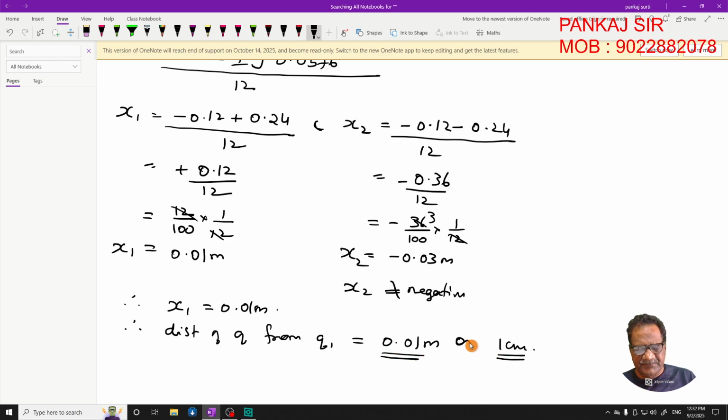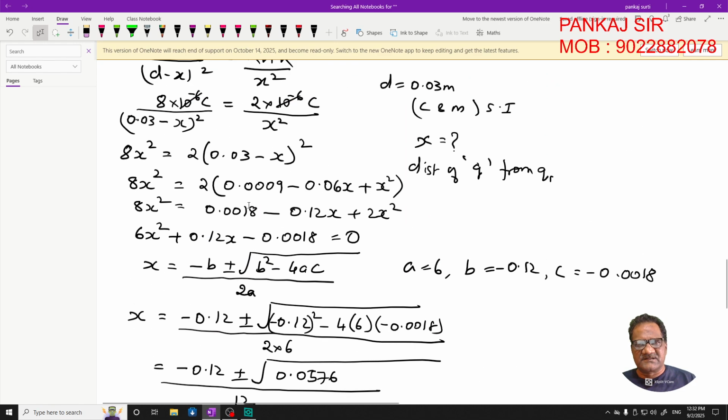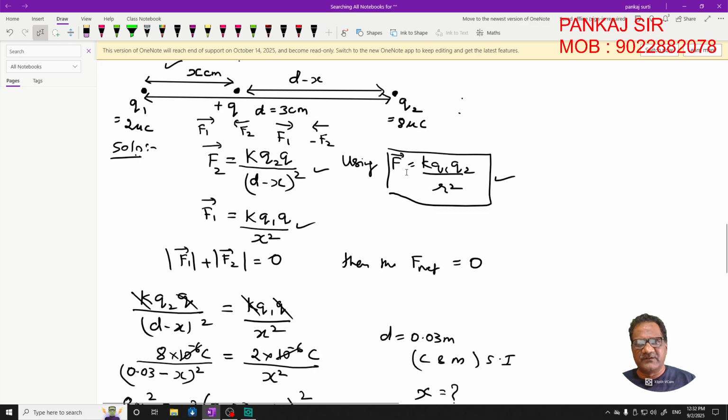So that was this particular numerical, and we made use of the electrostatic force formula, that is F equals K Q1 Q2 over r square.